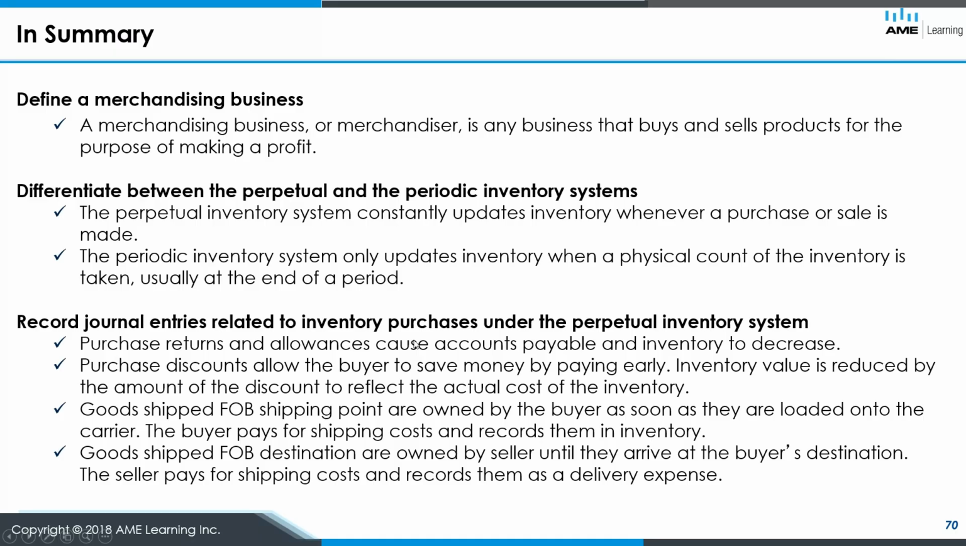We had a whole list of different types of journal entries related to inventory purchases and sales. We learned about the concepts of FOB shipping point and FOB destination, and the reflection of who pays the shipping cost and when the ownership changes hands, whether that's at the shipping point, where the buyer now owns it while it's being shipped, or destination, where the seller continues to own the inventory until it arrives at the destination.